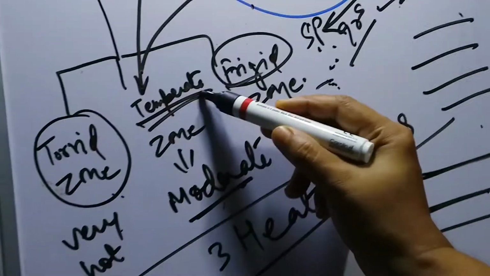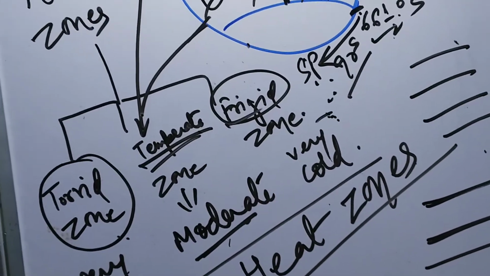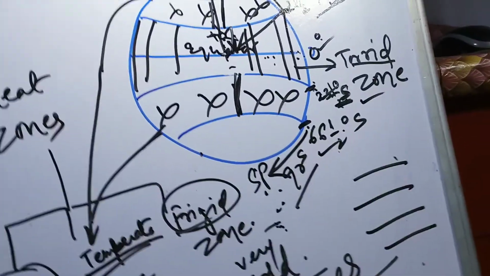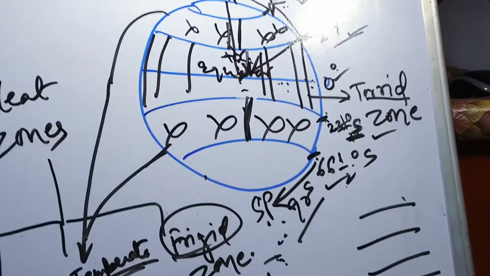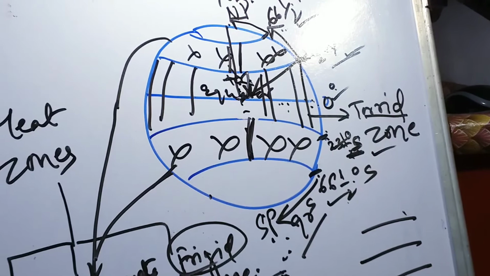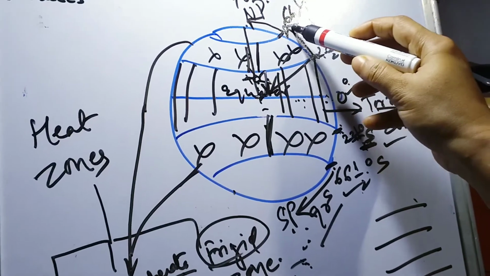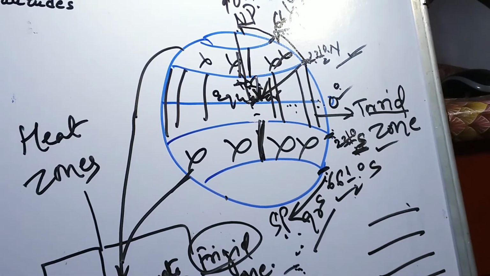Next we came to temperate zone. It is moderate, that is neither very hot, nor very cold. Why is it not so hot? Because the sun rays are never directly overhead. And it lies between Tropic of Cancer to Arctic Circle and Tropic of Capricorn to Antarctic Circle.